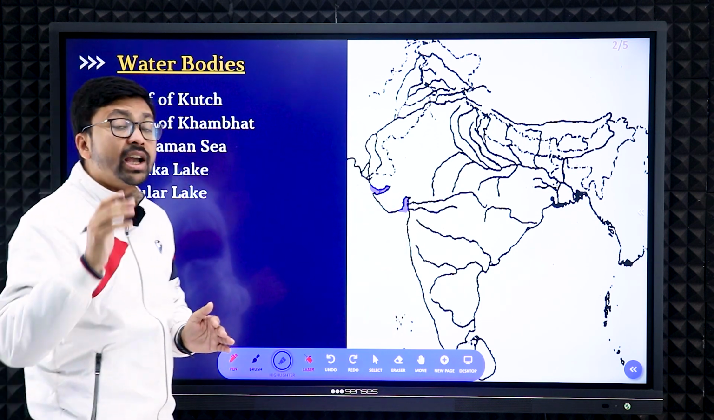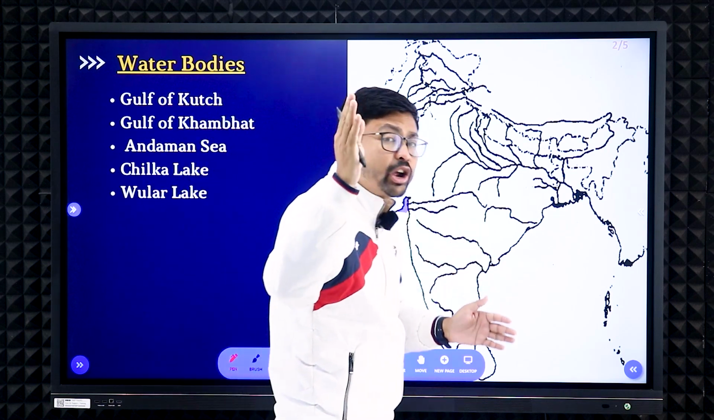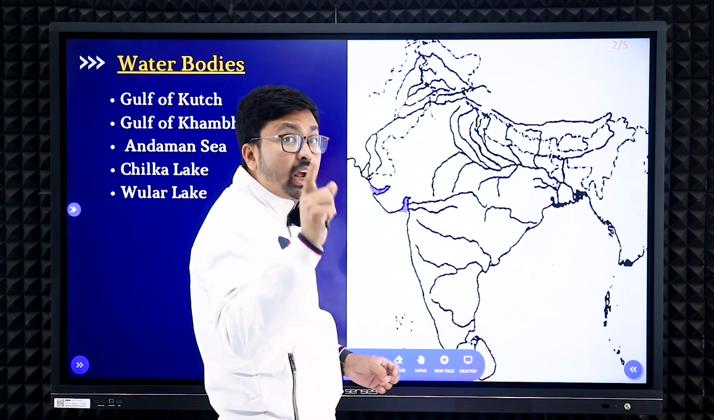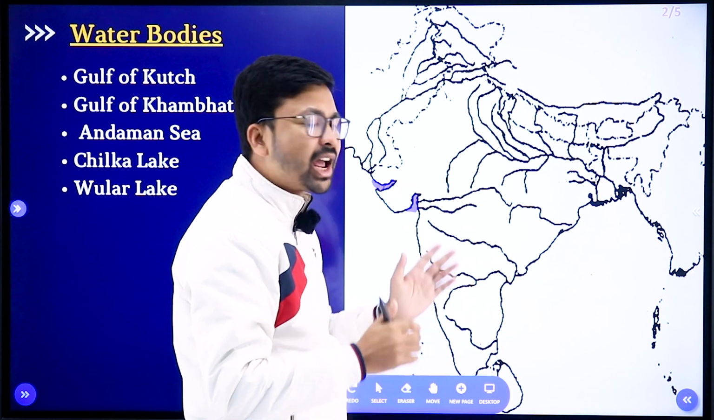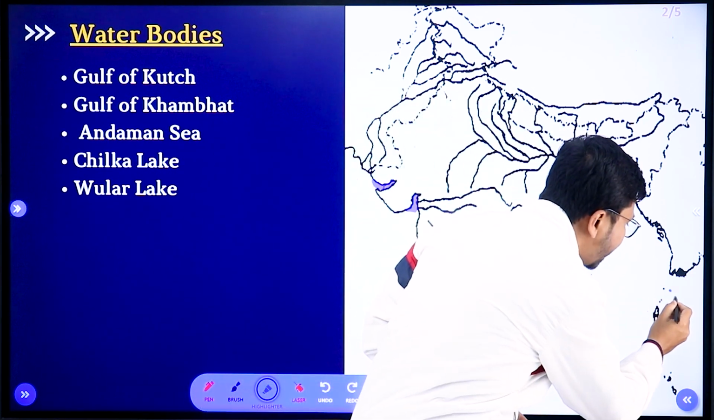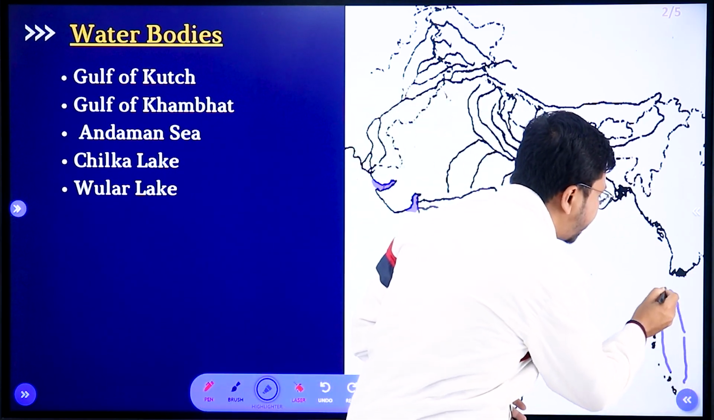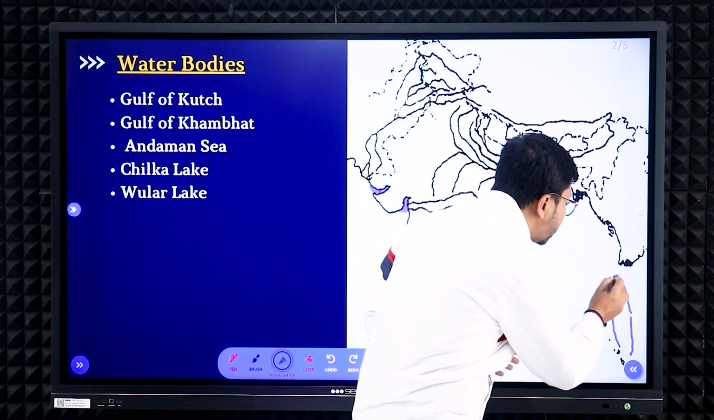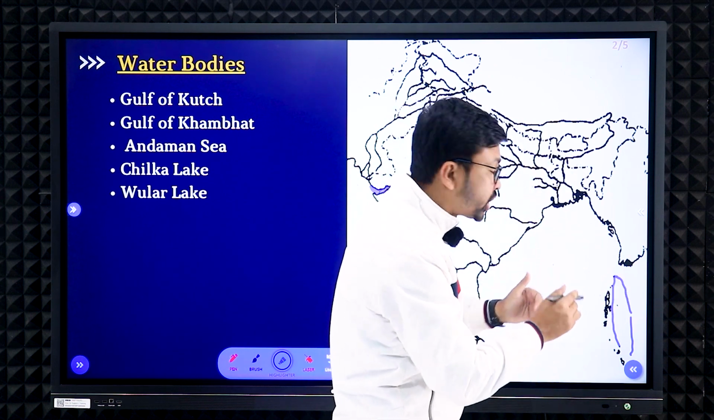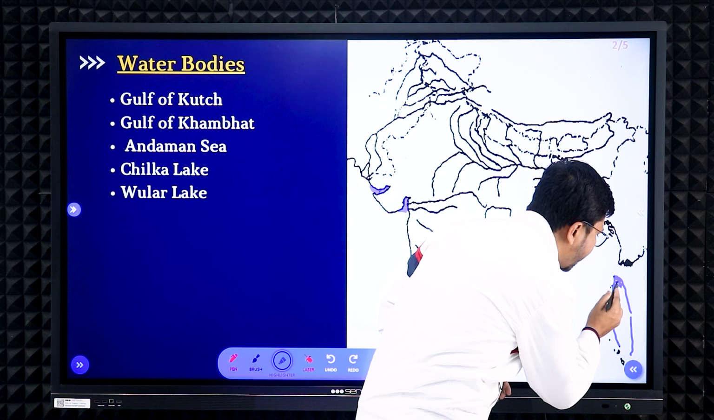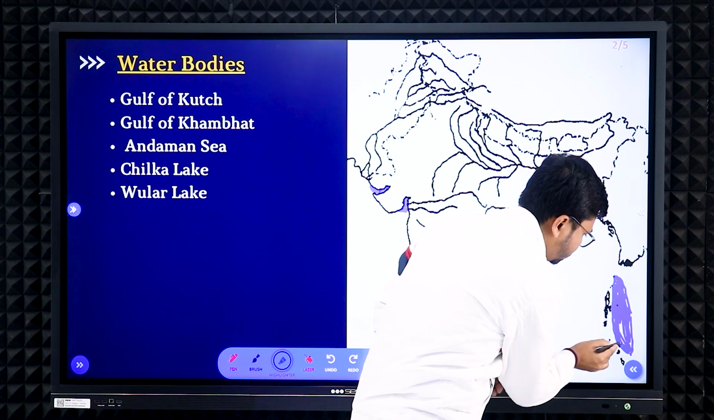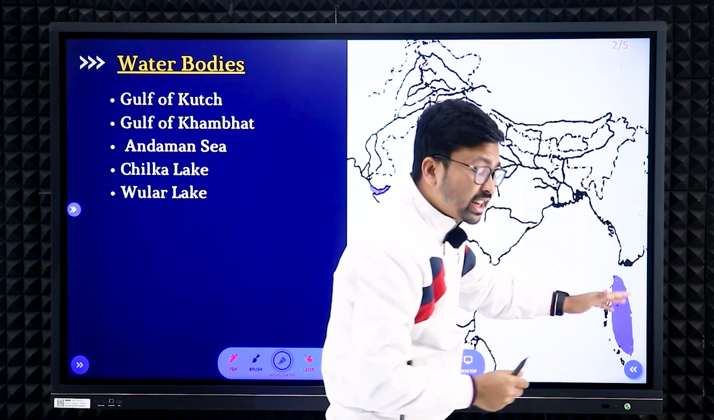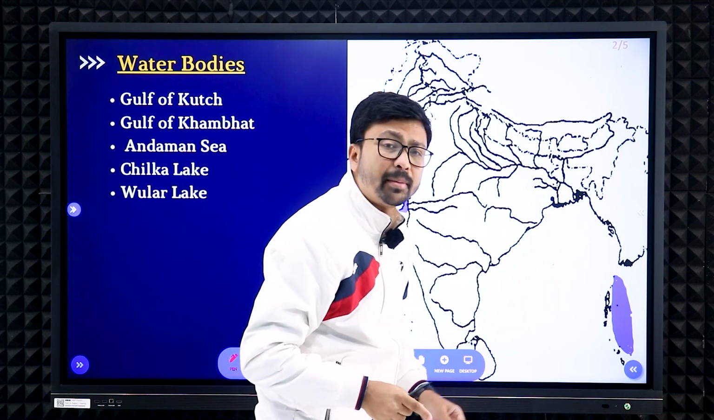Next, Andaman Sea. Andaman Sea is very easy. You know where the Andaman Islands are. Remember, eastern side of Andaman Islands, you need to shade it. So this is the area you need to shade. That is Andaman Sea, right? That will be the portion, and you need to shade it like this. Yes, that's it. That is the Andaman Sea, right?